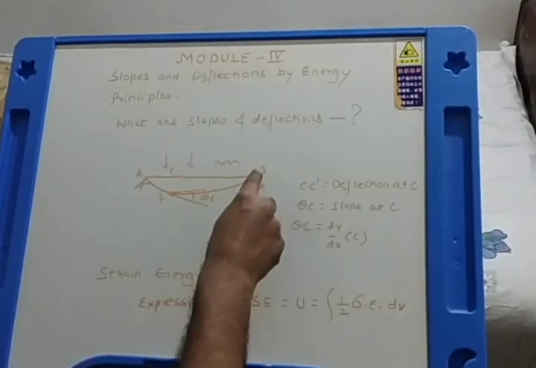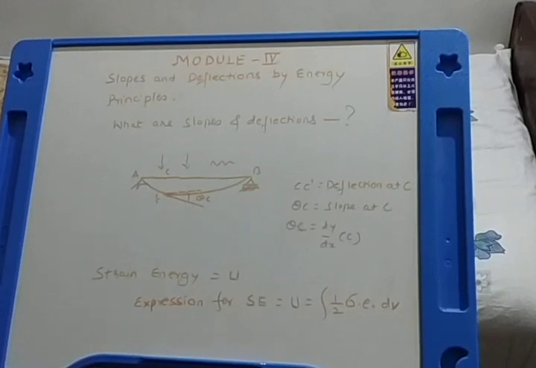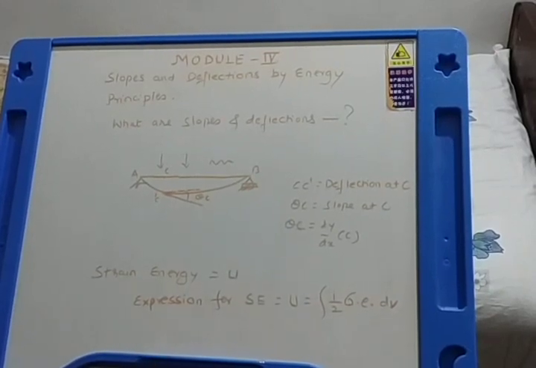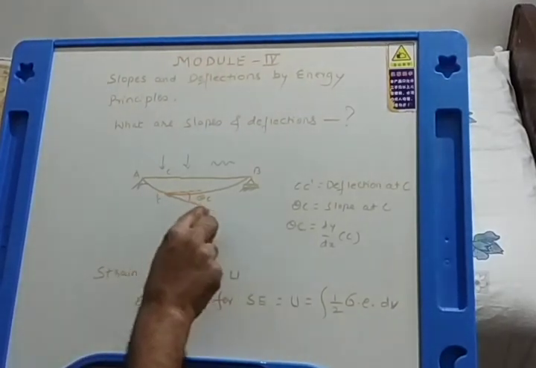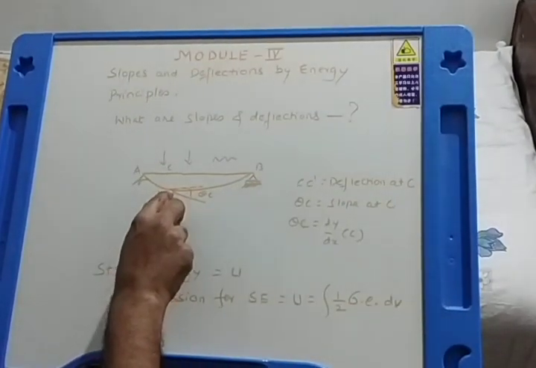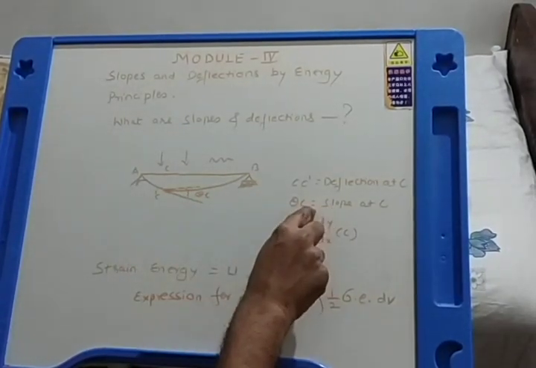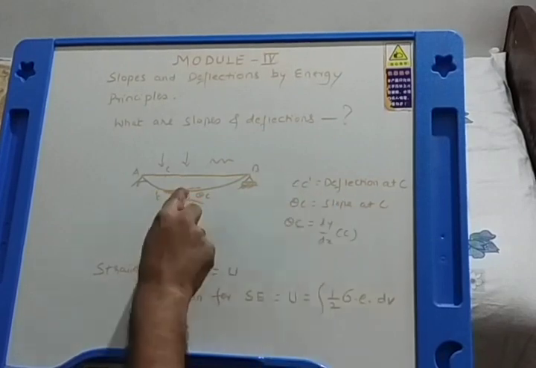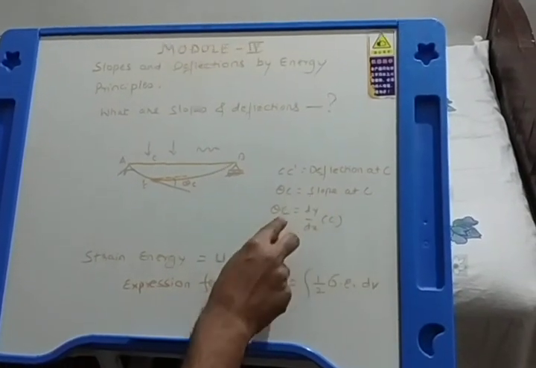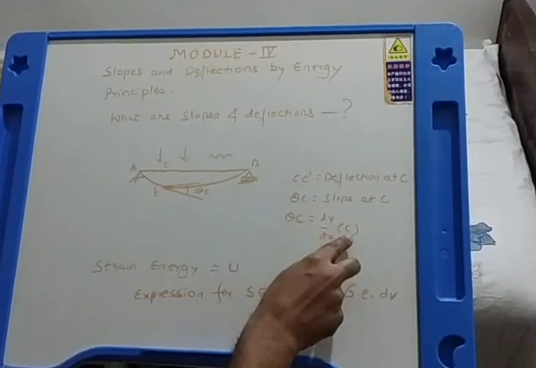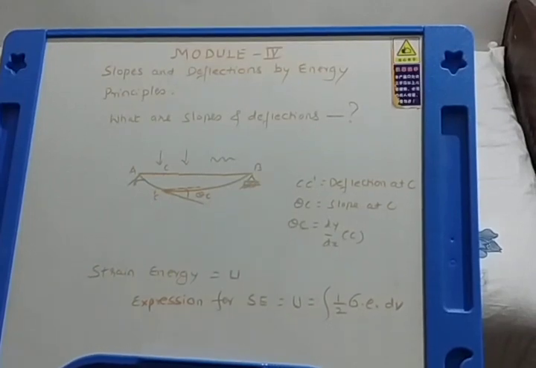This is an exaggerated view, but actually the deflections are very small and we cannot make them out with the naked eye. Now if you look at the angle between the tangent I have drawn at C dash and the horizontal, that angle is theta C, and this is known as slope at C. This is an angle actually. Because this angle is very small, we can equate it to dy by dx at C, or tan of theta C. So this is the meaning of slope and deflection.